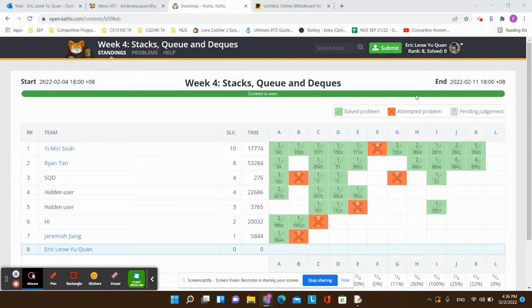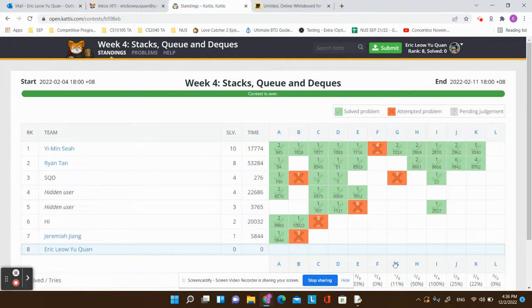Hi everyone. So today I'll be going through some of the problems from week 4, stacks, queues and decks. I'll select some problems here and go through the approach to solving them. I'll choose the more challenging problems so that at least you all know the approach to solving them. I'll go through the 12 problems and roughly what technique is needed to solve some of them.